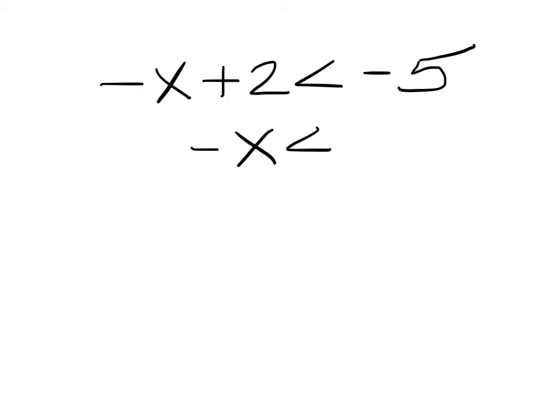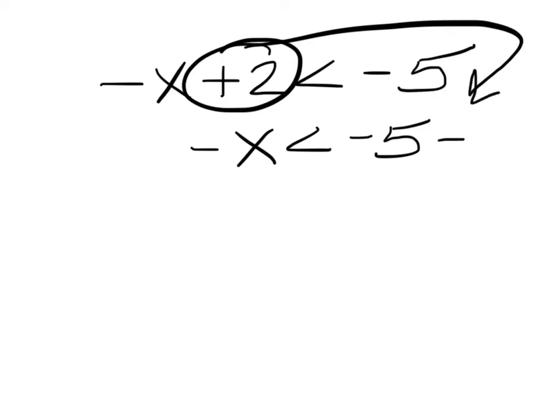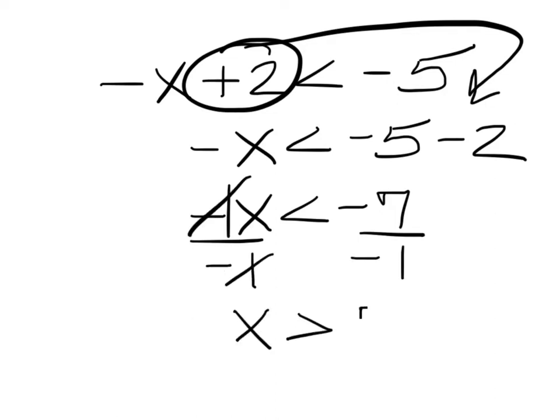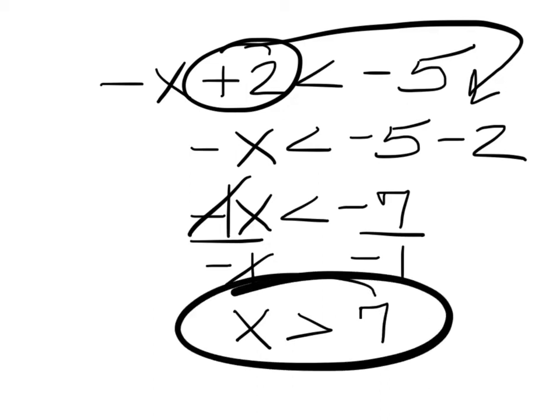On this one, it's negative x plus 2 less than negative 5. Keep the negative x on the left, the negative 5 on the right, and move this plus 2, make it minus 2. Negative 5 minus 2 is negative 7. This is really a negative 1 there, so you divide both sides by negative 1. Flip the inequality sign. x greater than 7.